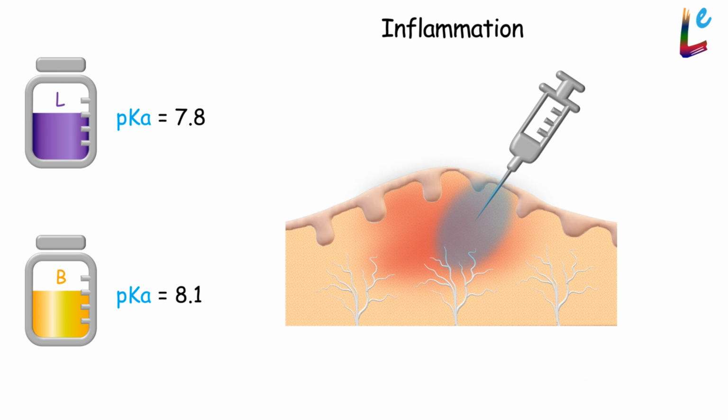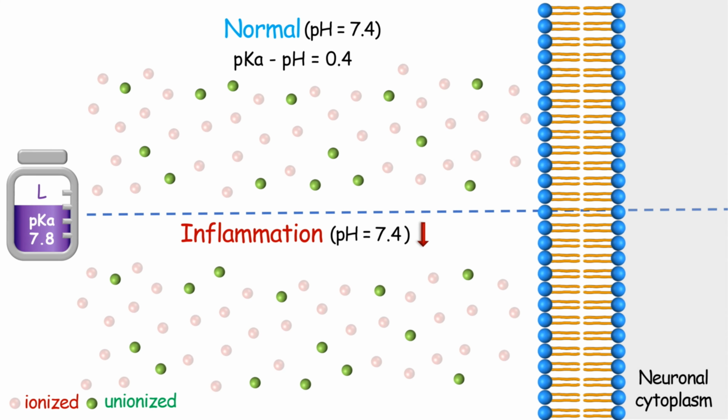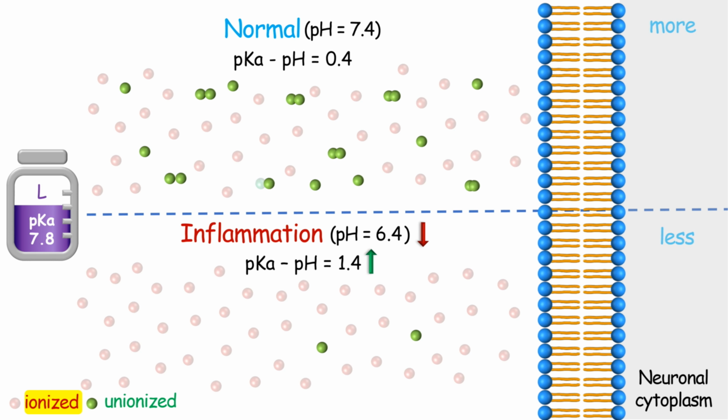In inflammation, we know the environment is acidic. Let's assume that the pH dropped from 7.4 to a more acidic 6.4. So for L, pKa minus pH will now be higher than before. That is, L will ionize to a greater extent. This decreases the amount of drug that can cross into the neuron.